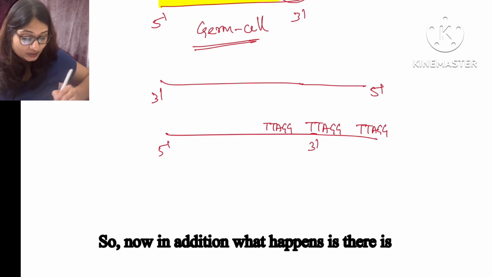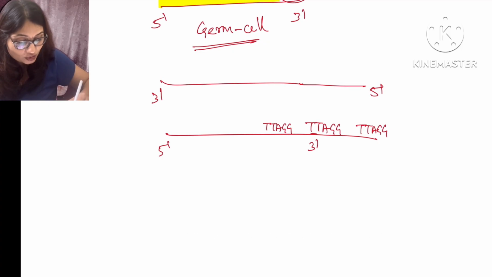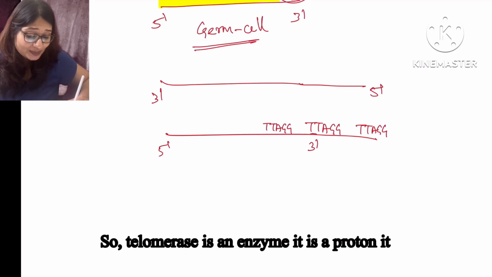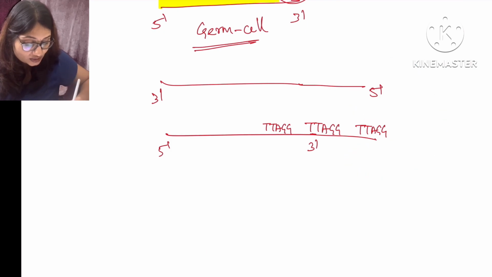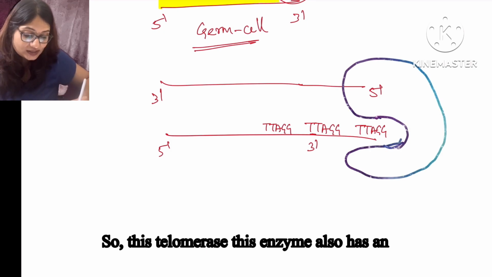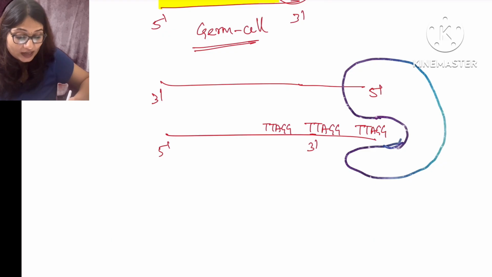Now in addition, there is something called telomerase. Telomerase is an enzyme. It's a protein, it's an enzyme. So that is also present over here. This telomerase enzyme also has an RNA primer.